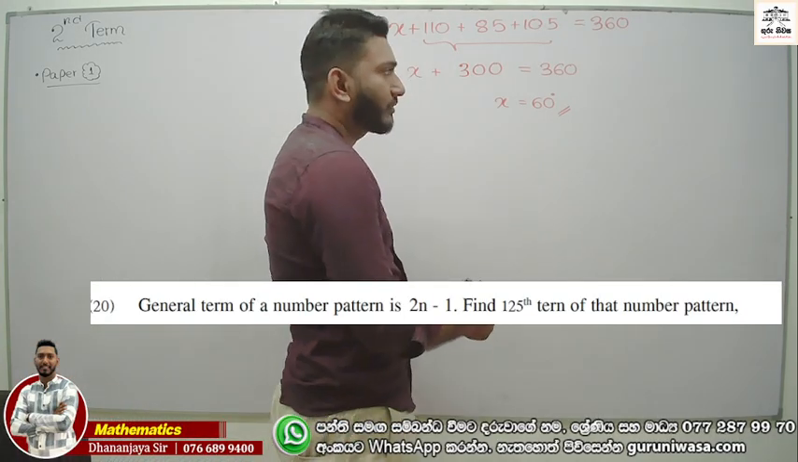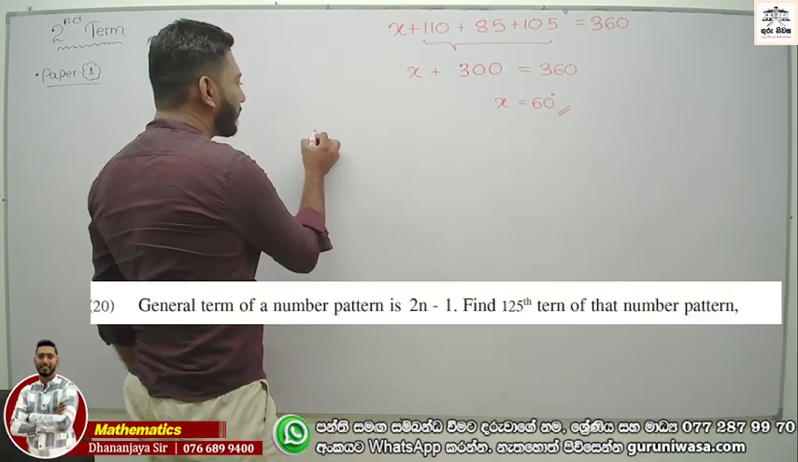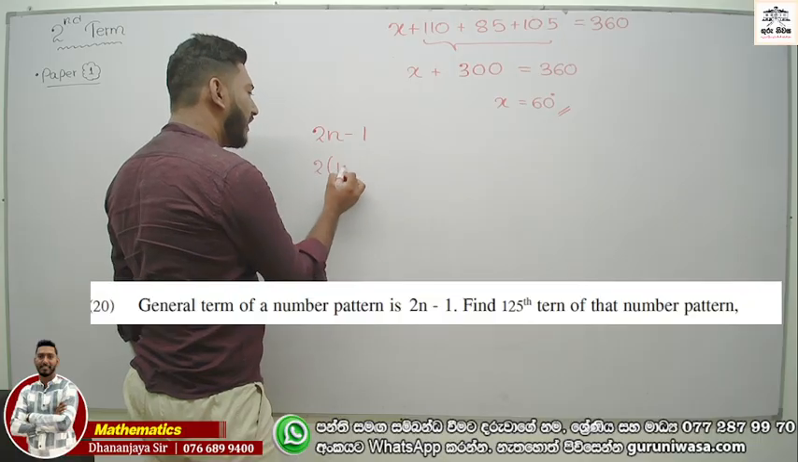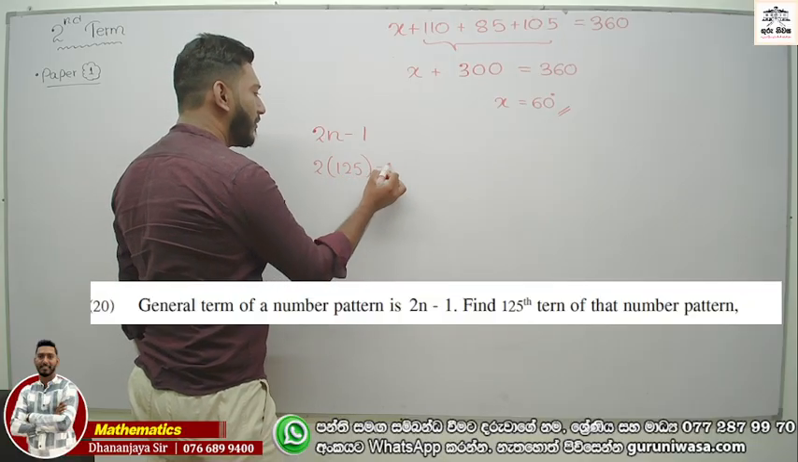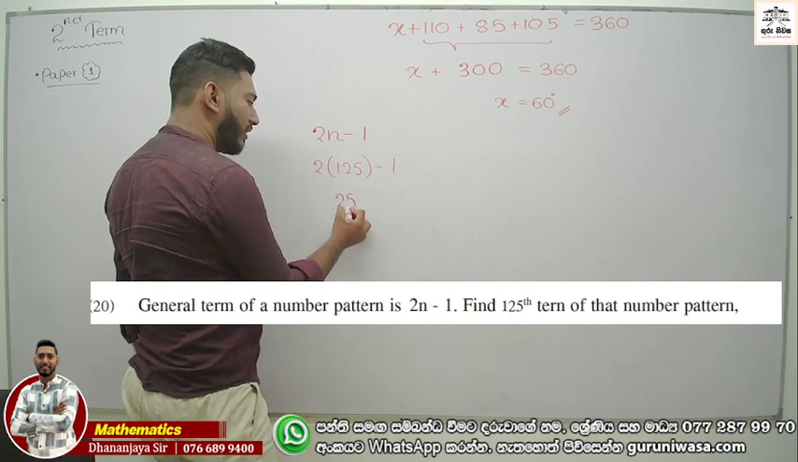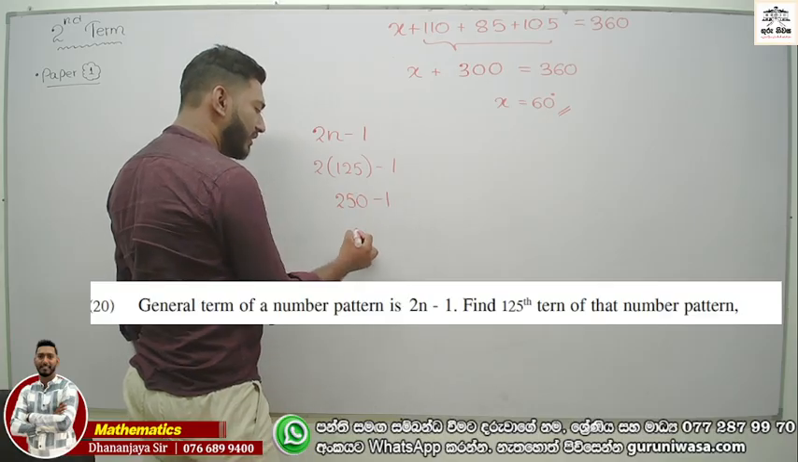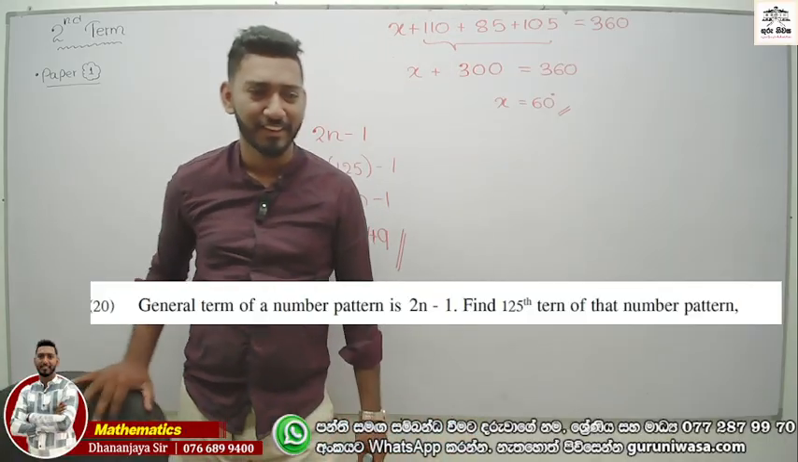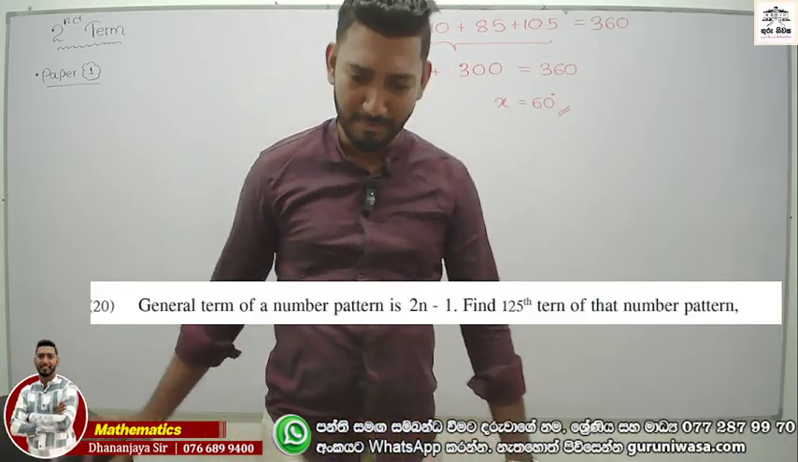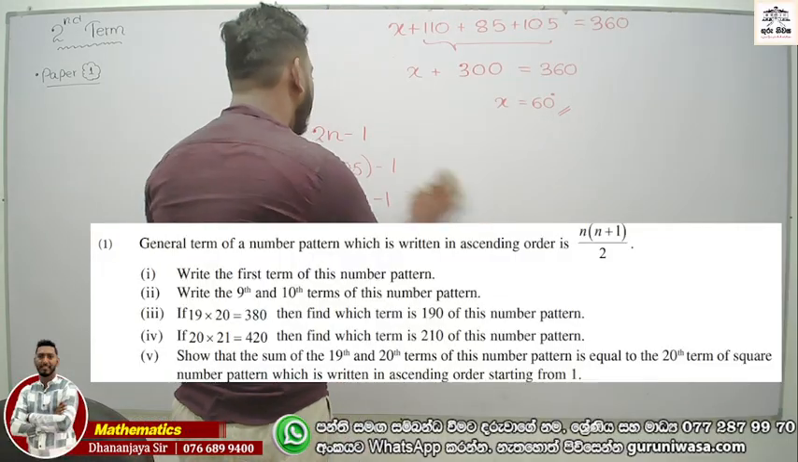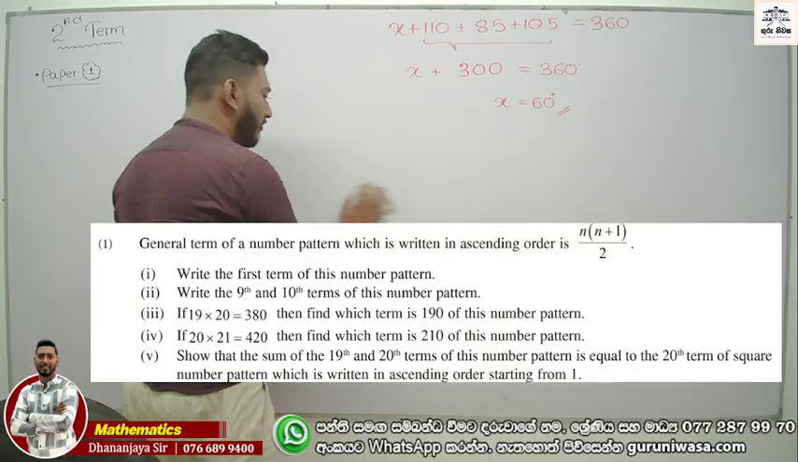Right. That's a very easy question. 2n minus 1. 2 times 125 is 250, and minus 1. Then the answer is 249. Let's see. Yes. Right? Excellent. Well done. Now I am going to move to part 2 in our paper.